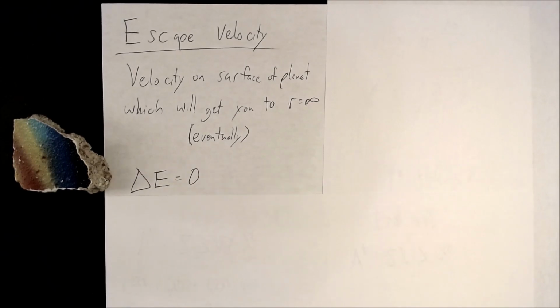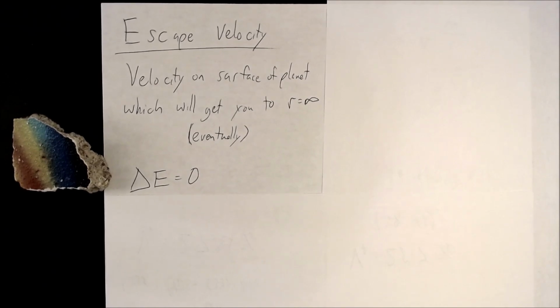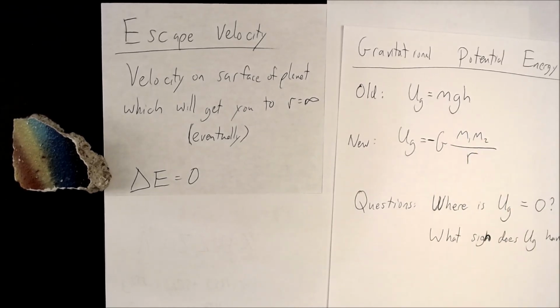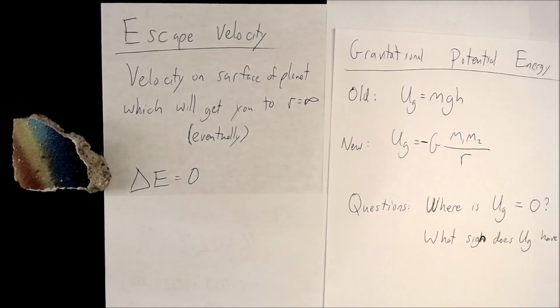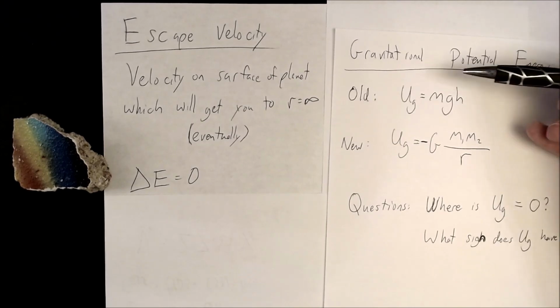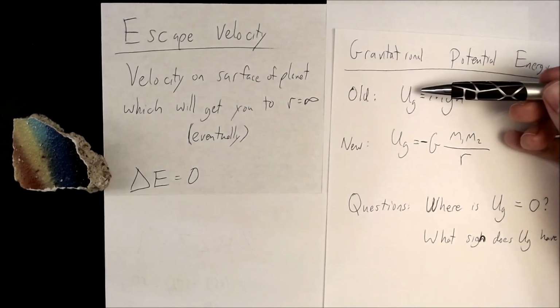This is a conservation of energy equation. What velocity do we need to get infinitely far away? That's like asking what velocity we need to throw a ball 15 meters up in the air, except we're just going to infinity in this case. Now, think about this. Using our old equation, U_G equals mgh, how much energy would you need to go infinitely far away? Well, to go infinitely far away, you'd need an infinite height, and so you'd need an infinite amount of energy.